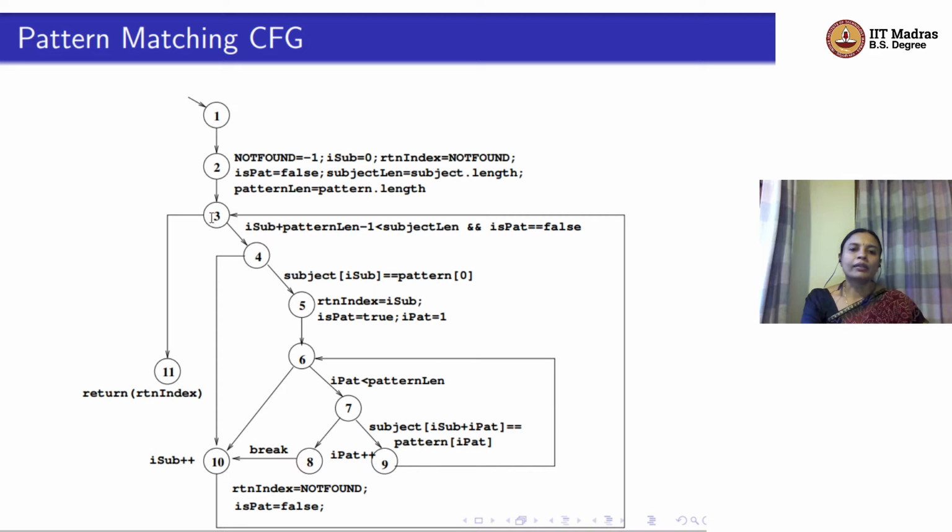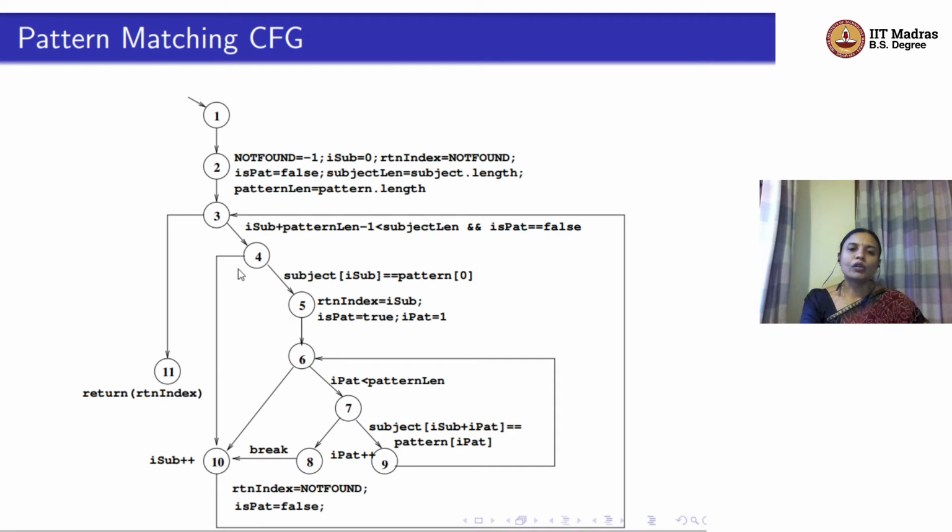3 to 11 is the edge where the while fails. 3 to 4 is you enter the while loop. 4 is the if statement. Then 6, 7, 9 is the for loop, and 7 to 8 to 9 is the if inside the for loop, and the various exits are exits out of the respective ifs and the respective for.